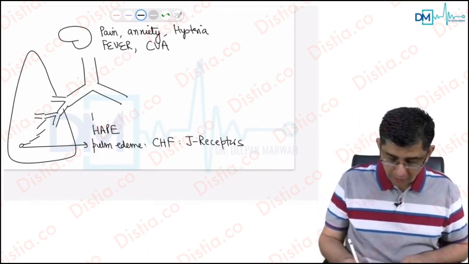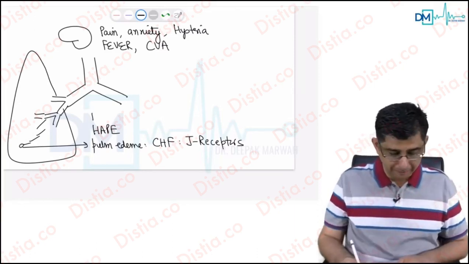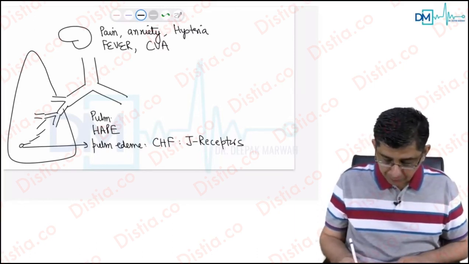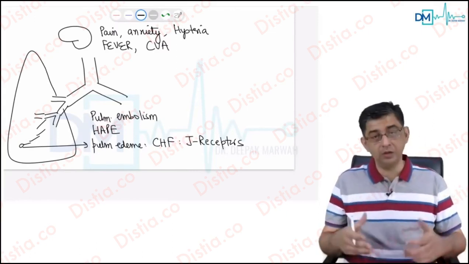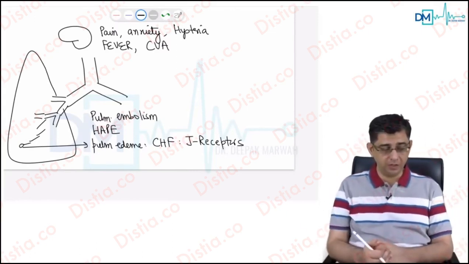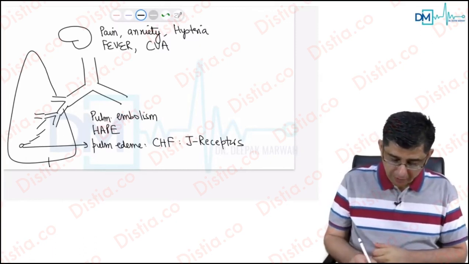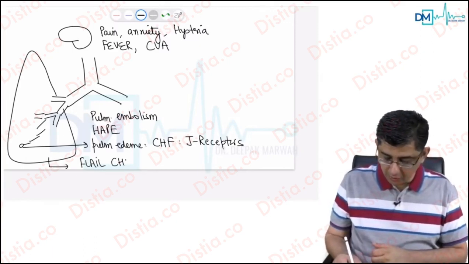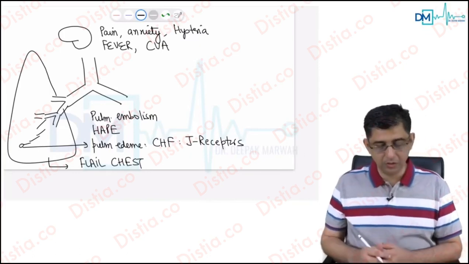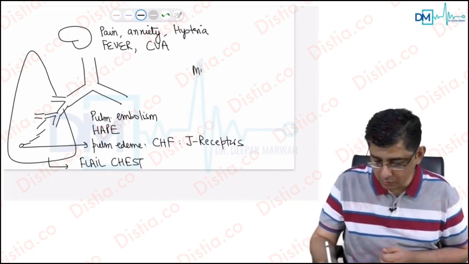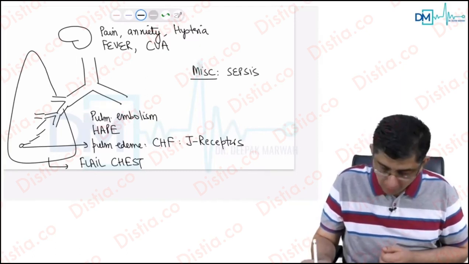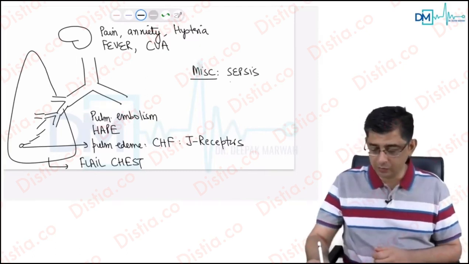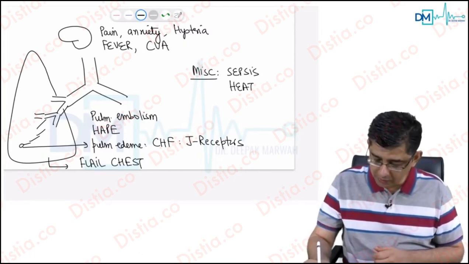Then he could obviously write conditions like pulmonary embolism, which could contribute to respiratory alkalosis in the initial phase, with fast breathing in a patient. Then a flail chest is also included in causes of fast breathing and can contribute to respiratory alkalosis in a patient. Then miscellaneous causes could be like septicemia. Miscellaneous causes could be like heat exposure. He can talk about heat hyperpyrexia.